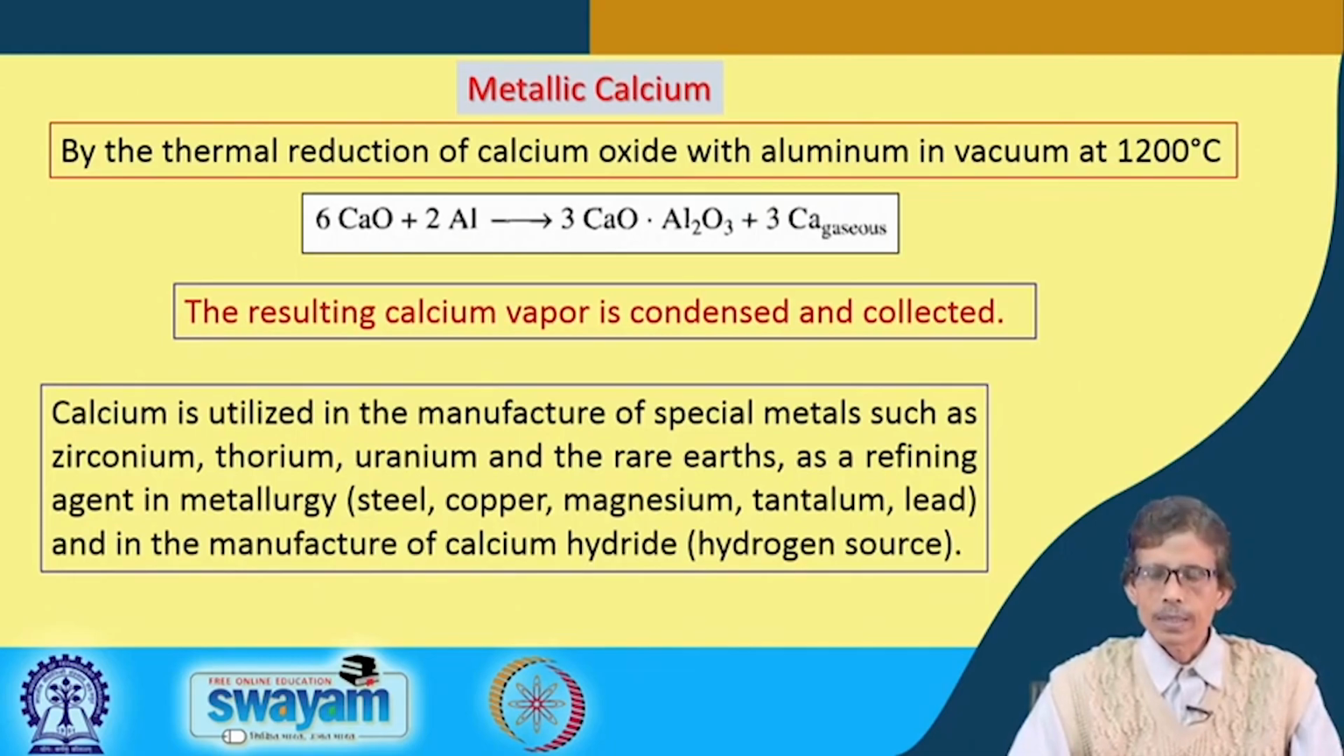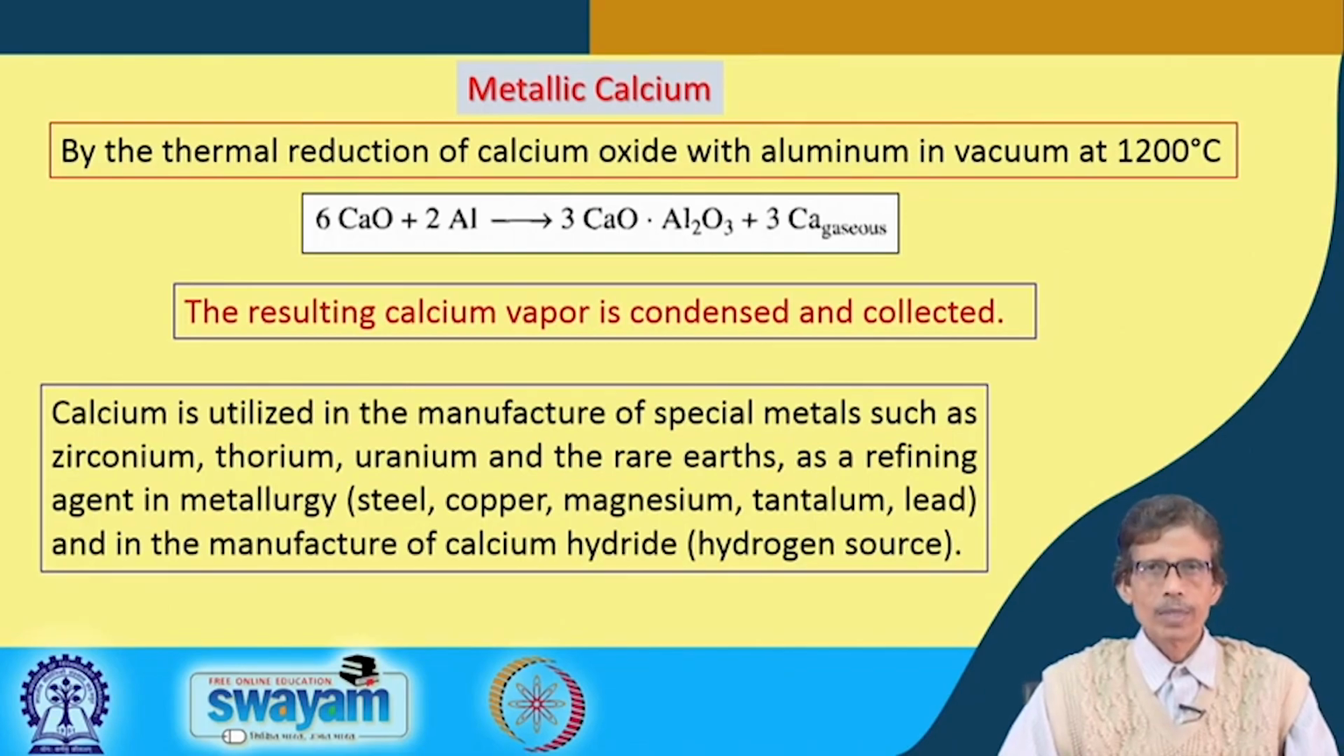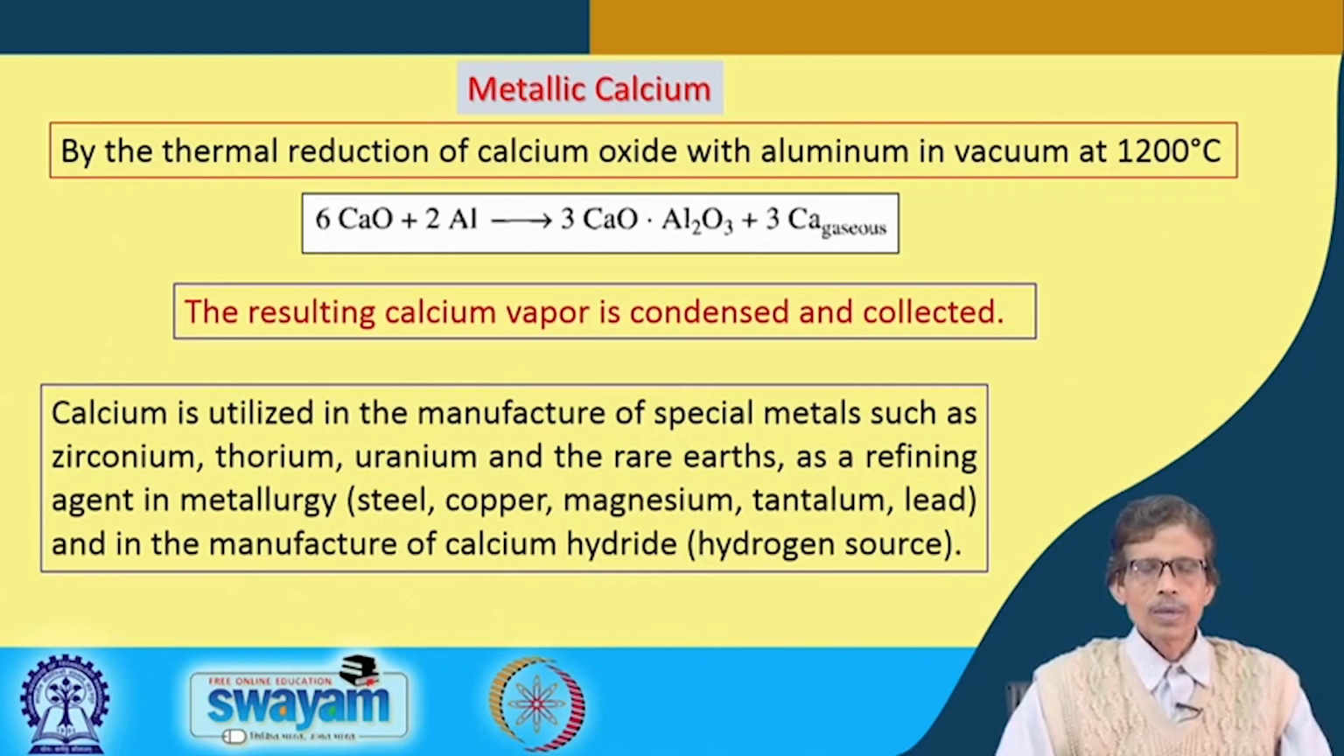And the utilization, as we have seen in the case of magnesium, is that it can be used for the making of different other materials, from zirconium to different rare earth materials for their reduction process, as also a refining agent in metallurgy. So metallurgical engineers or metallurgists are very much dependent on the availability of calcium. Industry is very much dependent on calcium. What are those industries? The industries which are producing steel, copper, magnesium, tantalum and lead.